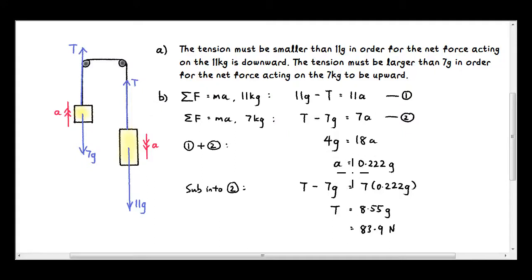After that, we just have to substitute the value of a into equation 2, and we can obtain the tension to be 83.9 newtons. So this is just another example of the application of Newton's second law. On the left hand side, just collect all the forces acting on the body, and on the right hand side, just write down the body's mass and its acceleration.